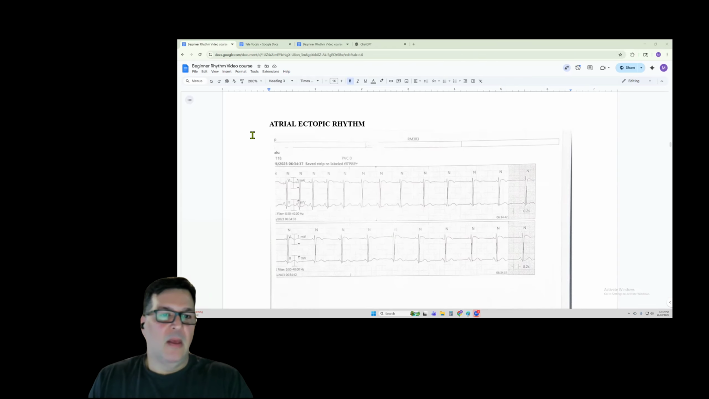Okay. All right. So below the sinus rhythms, you have the atrial rhythms. The impulse, the P wave, is no longer coming from the SA node. It's now coming from the atrial chamber itself.